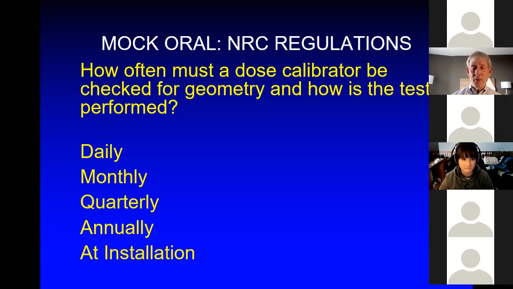And what other times would we have to check for the geometry test? After repair? Good. After repair, let's say the ionization chamber goes bad, you have to repeat it. And also a significant move. If you move it from one room in your department to the next room, that's not a significant move. But if you put it in your car and bounce it down the road for 100 miles and lend it to one of your buddies, everybody has to do it on both ends, geometry test. So let's take a look at how it's performed.